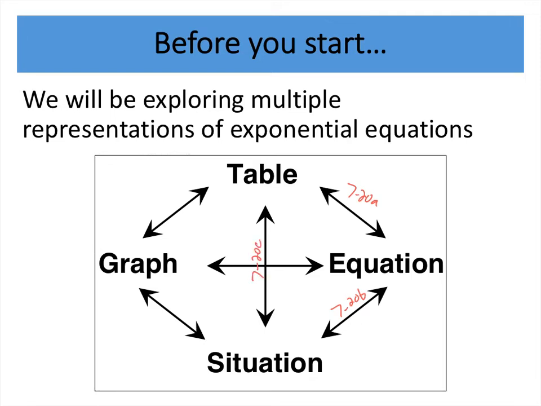7-20C. You're going to go between the tables and the situation. And in 7-20D, you're going to go between the situation and the equation. So you're going to be going this way for C, and this way for B. Now these are, I think, some of the three most important pieces.